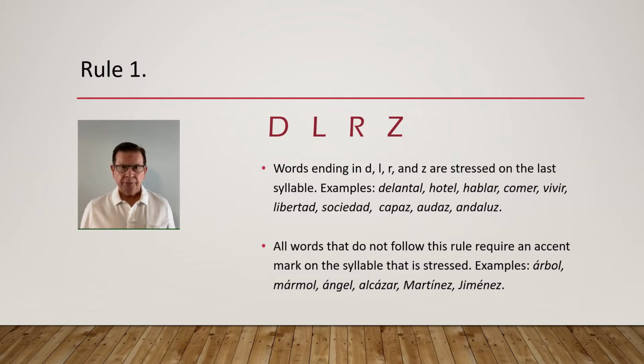Rule number one, words ending in D, L, R, and Z are stressed on the last syllable. Examples, delantal, hotel, hablar, comer, vivir, libertad, sociedad, capaz, audaz, andaluz. All words that do not follow this rule require an accent mark on the syllable that is stressed. Examples, árbol, mármol, ángel, alcázar, Martínez, Jiménez.